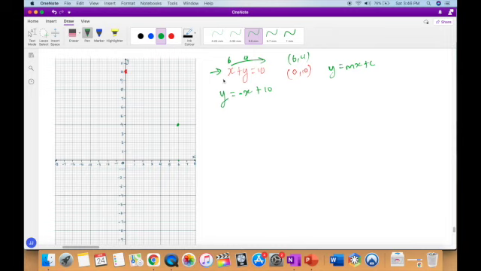So you can see that it does have a negative gradient, even though it doesn't look like it. You will only see the negative gradient if it is in this form. And that is why it's always important to put a line in this form if you need to, but we don't really need to in this question, right?